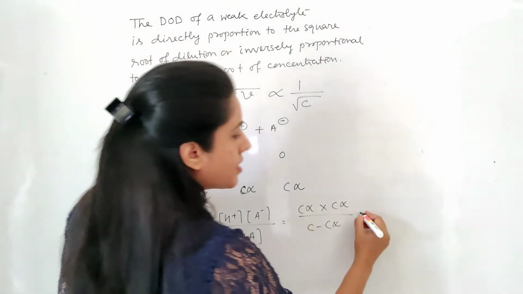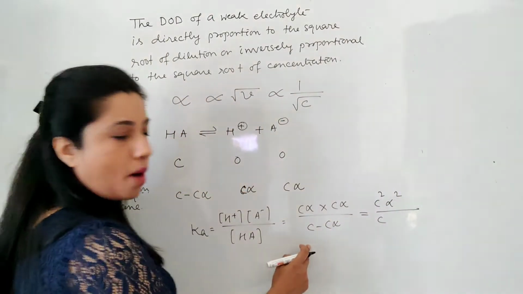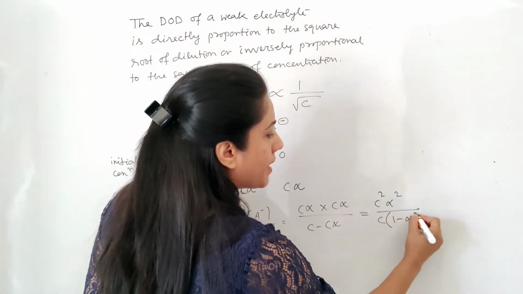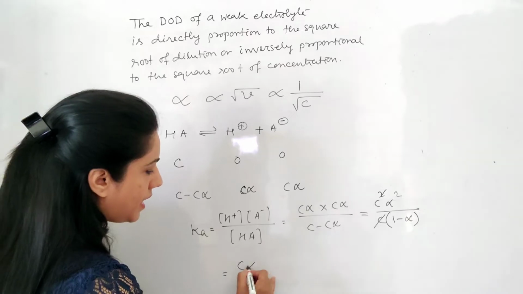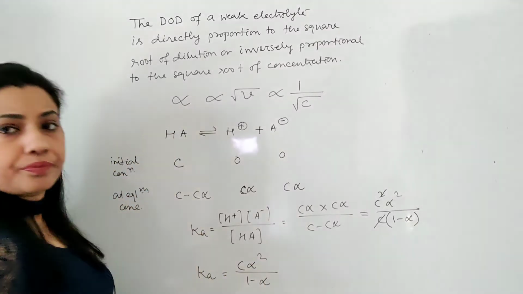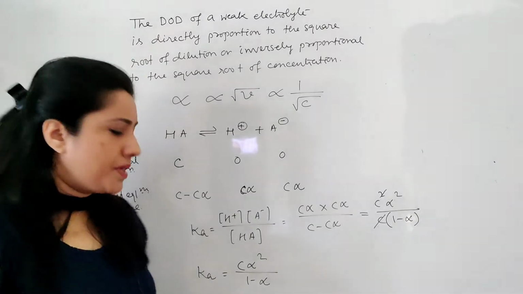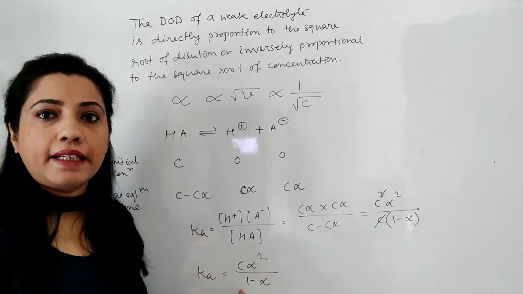Let us further simplify. This is C square alpha square divided by C, taking C common from here, it will be 1 minus alpha. C and C square get cancelled. So we get C alpha square divided by 1 minus alpha. This is Ka. Now, the same concept: since alpha is very less than 1, we can neglect this value.